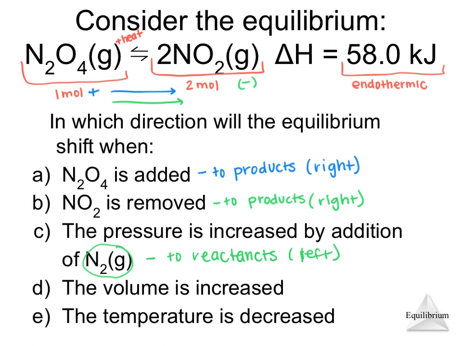Okay. Next one, the volume is increased. So that means there's more space, which ultimately means less pressure. And so the reaction wants to fill that extra space, increase that pressure back to where it was. And so it's going to move to the products because there are more moles of product.